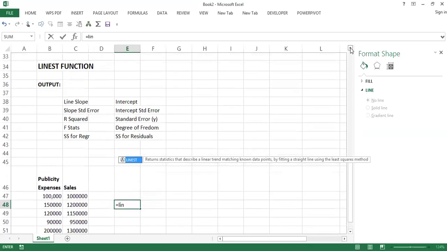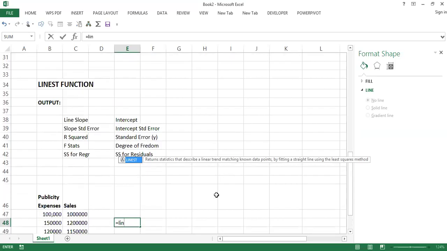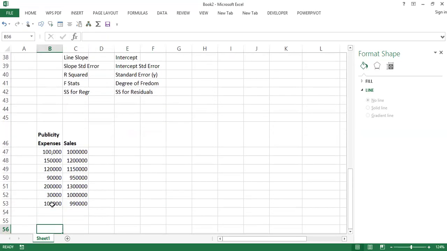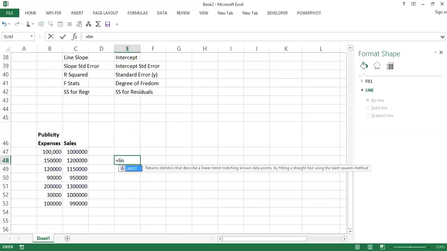So we can also use the line function to do linear regression. This is the format of the output of the line function. But let's use this data to illustrate how it works. So we can just say equals line.